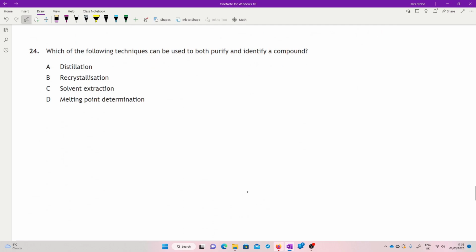24. Which of the following techniques can be used to both purify and identify? Now that's important, so both purifying and identifying. Your first answer is correct: distillation. Distillation allows you to separate out mixtures from liquids, and because you're pulling them off at specific boiling points, not melting points, that will allow you to identify as well. Recrystallization is a purification process. Solvent extraction is really purifying as well, and melting point is identification. So the only one which allows you to do both is distillation.